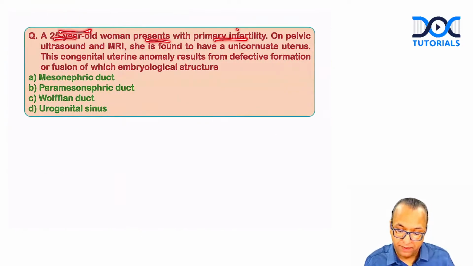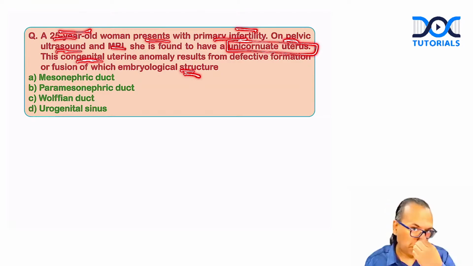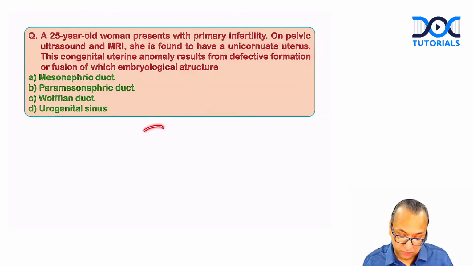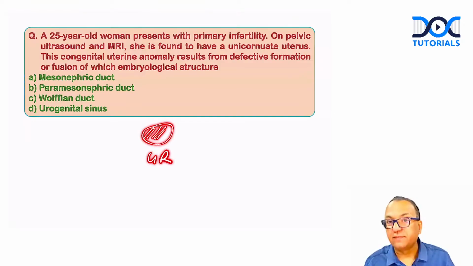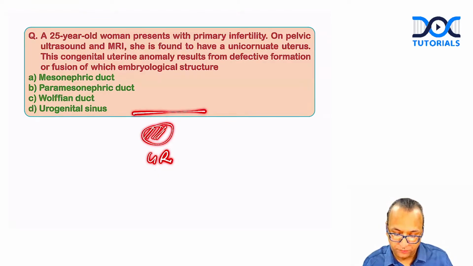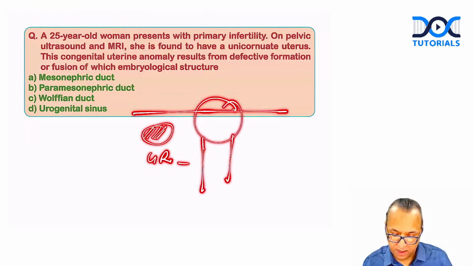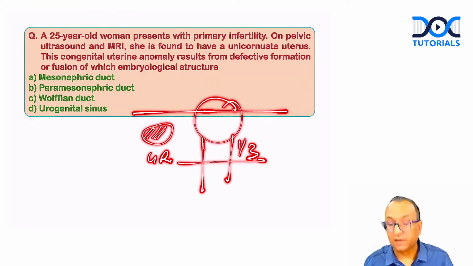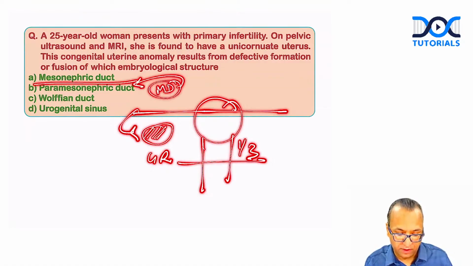25-year-old woman, primary infertility, pelvic ultrasound shows unicornuate uterus. Which embryological structure is involved? The ovary comes from the genital ridge. There are 3 things formed by the Mullerian duct. What are the 3 things formed by the Mullerian duct? The uterine tube, the uterus, and the upper 1/3 of the vagina. So what is formed by the Mullerian duct, which is the other name of the paramesonephric duct? If it goes wrong, unicornuate uterus. That is your answer. So for the Mullerian duct, what are the 3 derivatives?